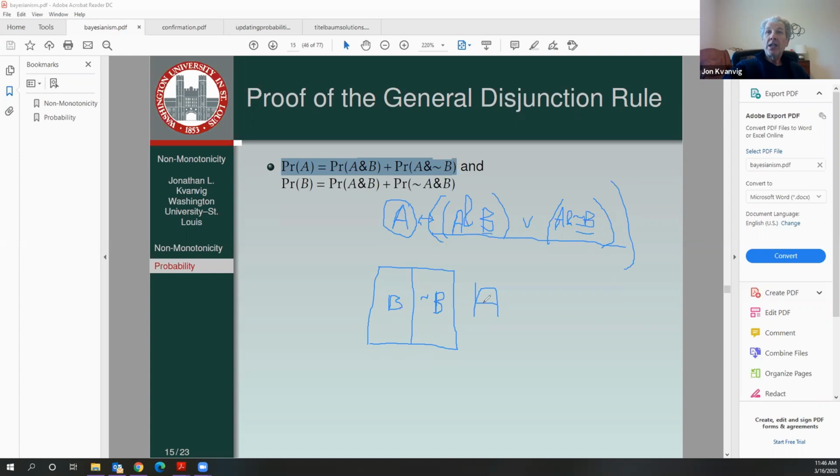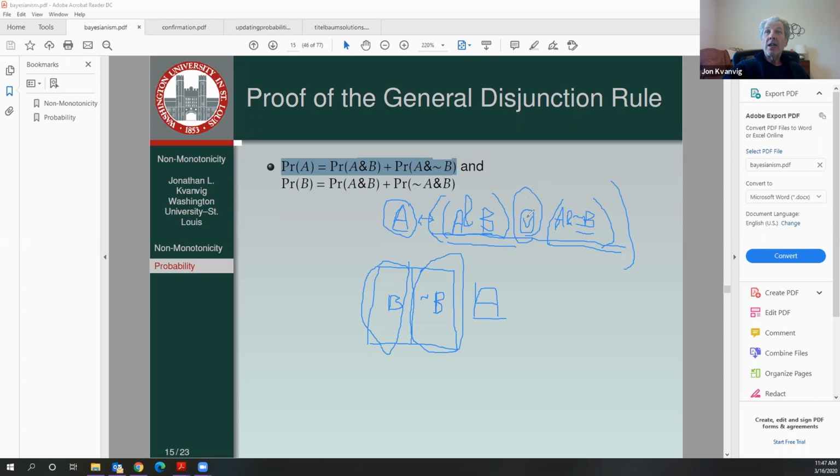So A will be logically equivalent to the disjunction of the first part or the second part. So what will be true is either A and B or A and not B, since one of the two, B or not B, is going to be true. So that or this. All right, so that's a way of partitioning the A space that's exhaustive and exclusive of each other. And so A, it turns out, will be logically equivalent to this disjunction, the disjunction of A and B or A and not B.